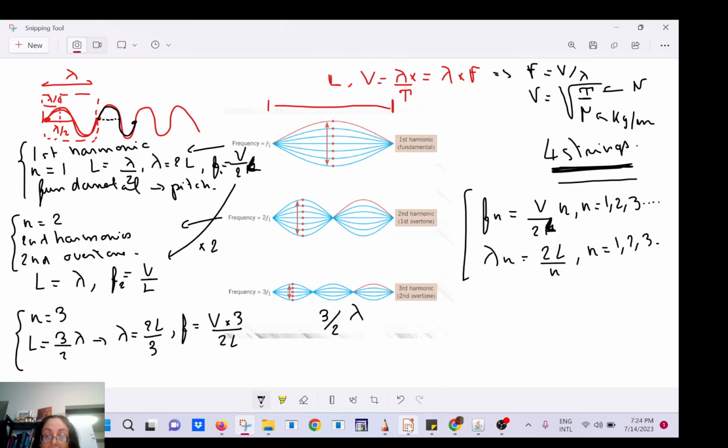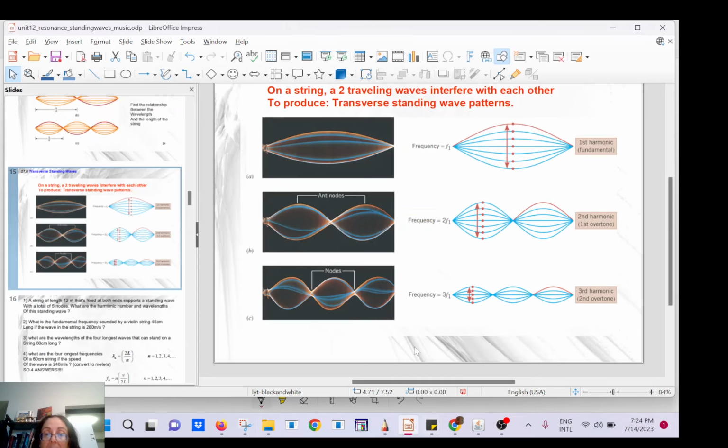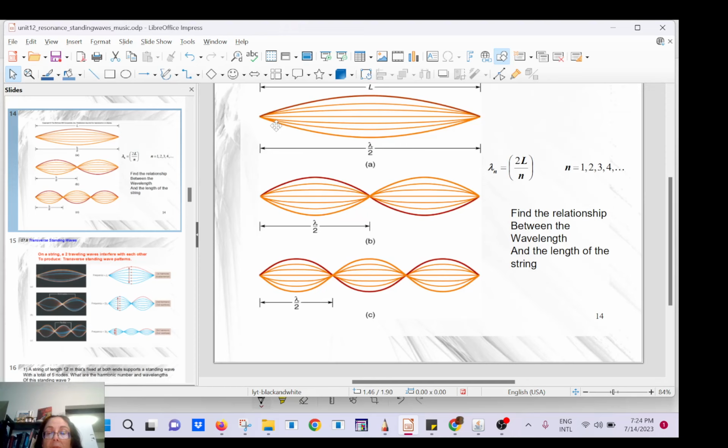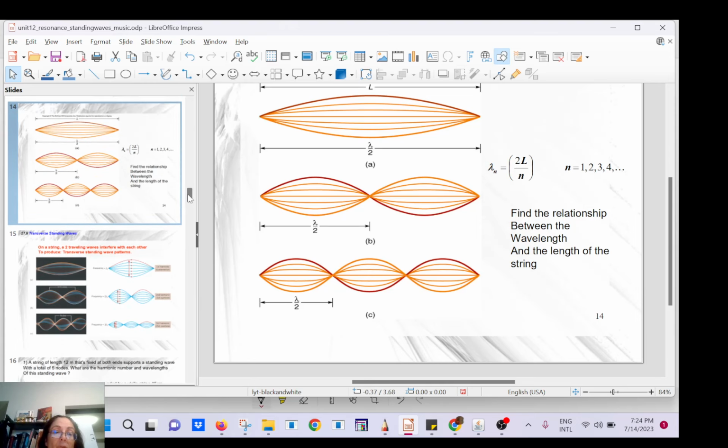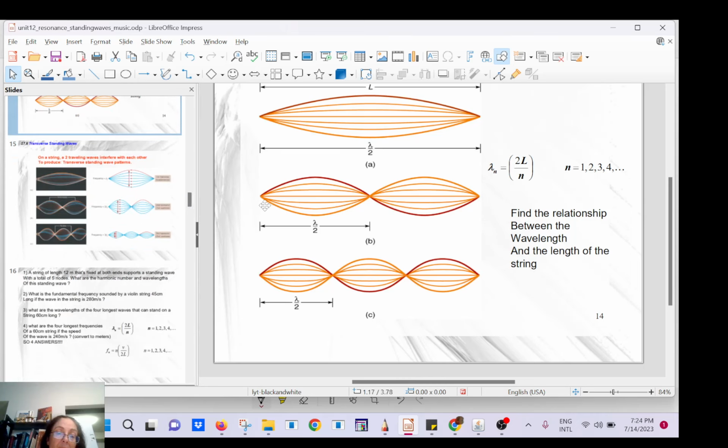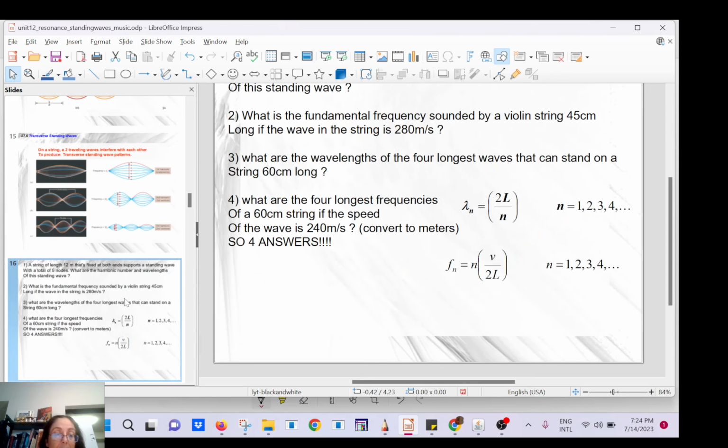Let's see if we get the same thing here in my slides. So here you see the first harmonic will be half of a wavelength. The second harmonic will be 1 wavelength. The third harmonic will be 3 halves of a wavelength. And then it will be 4 halves of a wavelength, and so forth and so on. So that's going to be the equations for a string that is fixed at both ends.